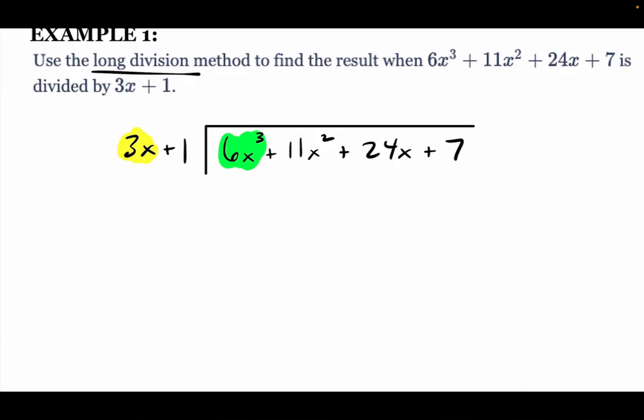Can I match the yellow guy with the green guy? Yeah, I can, right? So let's start with a number. What am I going to multiply 3 by to make 6? 2. So it's going to be 2. How many more powers of x do I need to match? 2. 2x squared. So I'm going to put my x squareds over my x squareds.